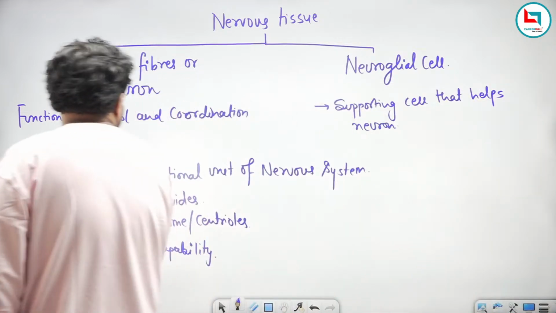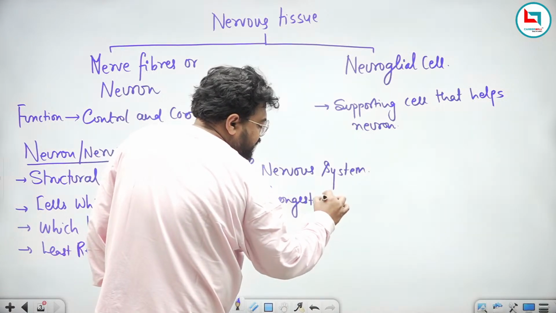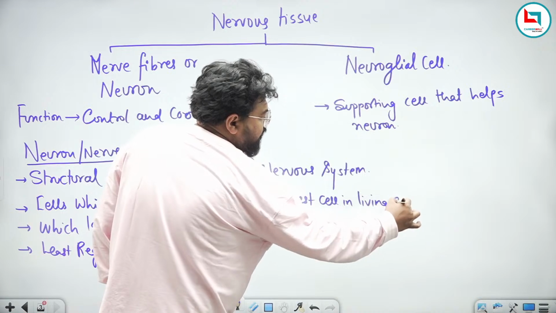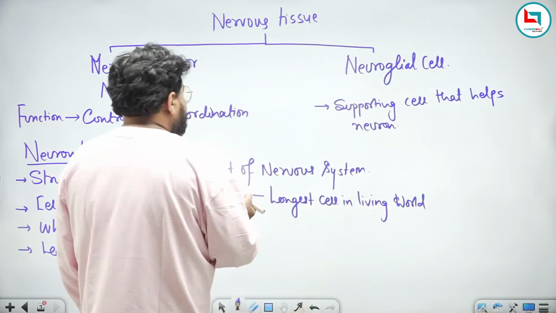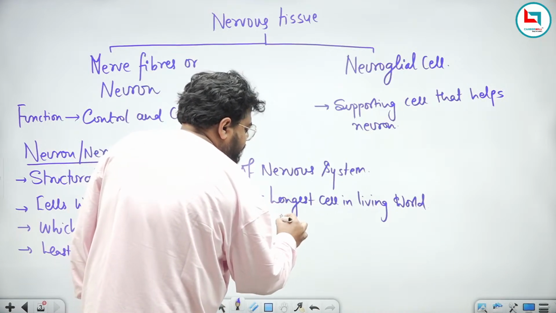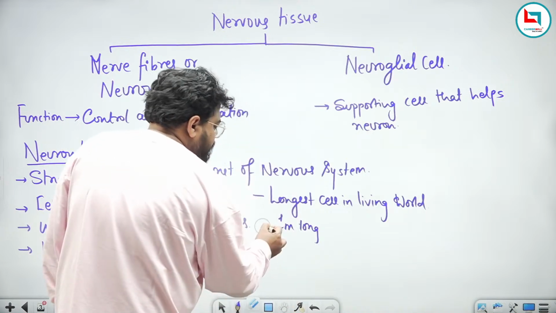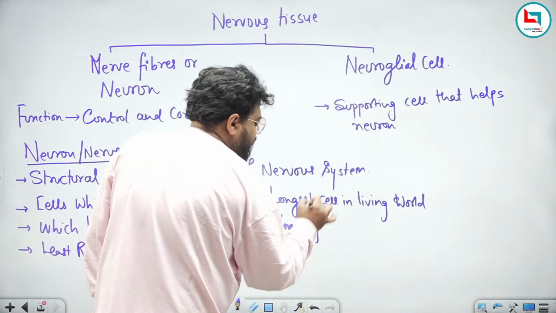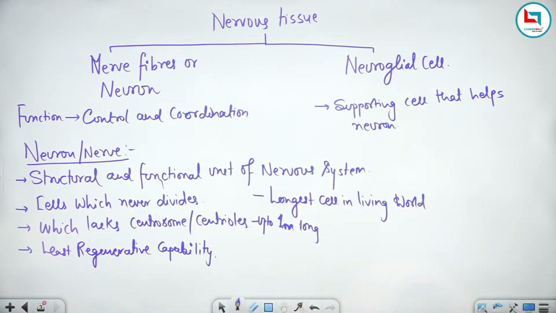Plus, these are the longest cells in the living world. If we see all living organisms, these cells are the longest. They are up to 1 meter long. So these are the longest cells in the whole animal kingdom as well as in the living world.